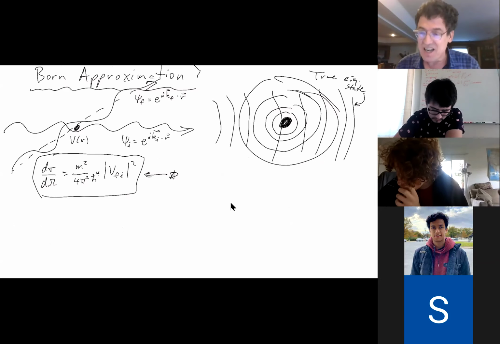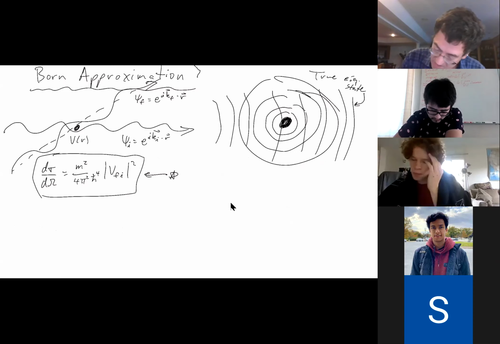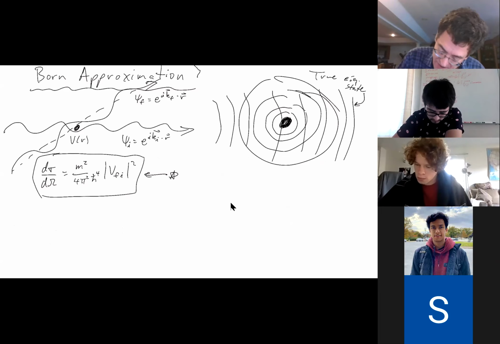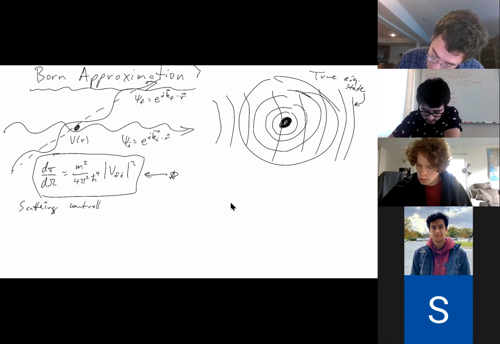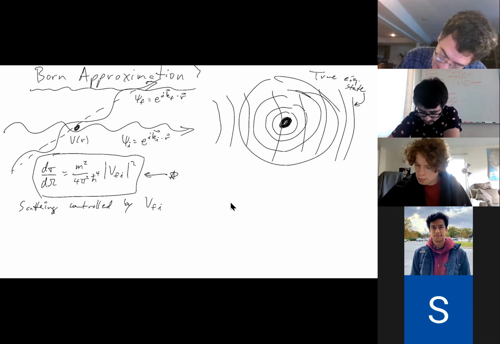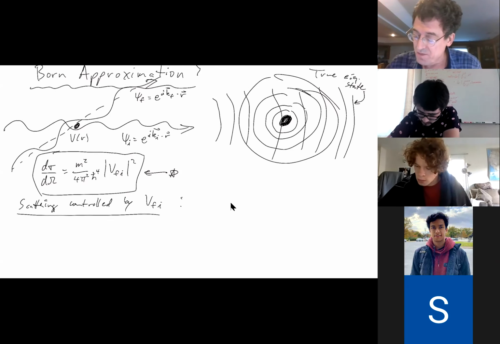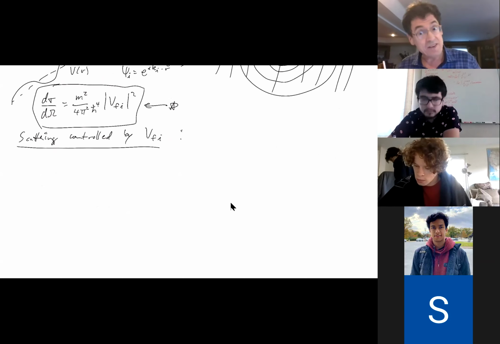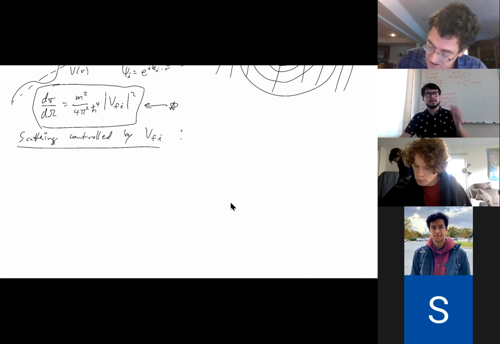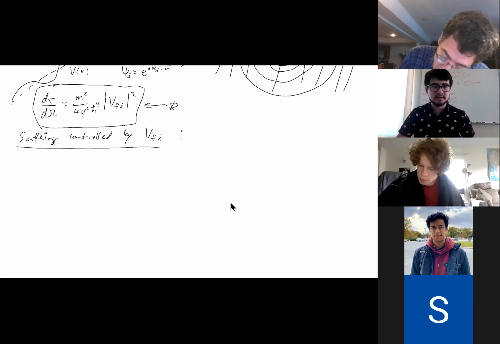And let's talk about that matrix element. So the thing that controls scattering, the scattering is controlled by the matrix element. And so let's take a closer look at that matrix element in order to see that there's actually a very beautiful physical interpretation of it that I want you guys to see, which I find very helpful. So let's write down the matrix element, V_FI.